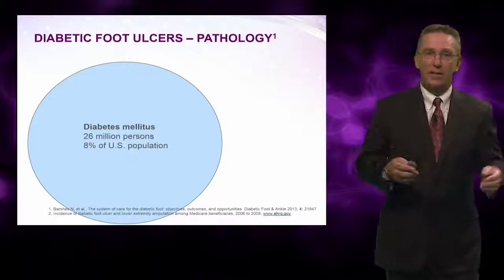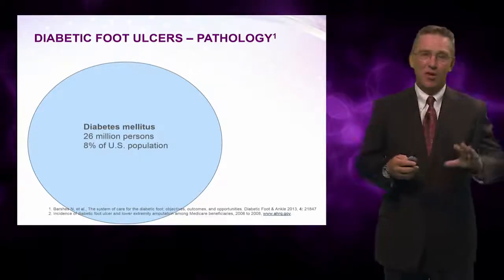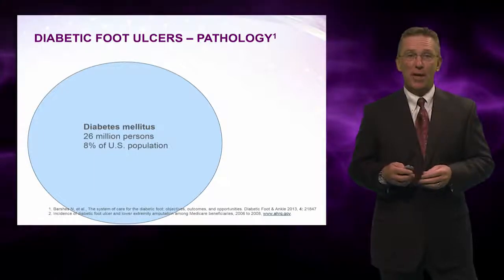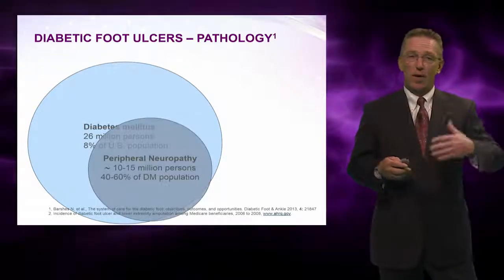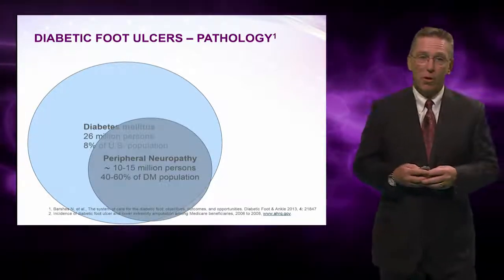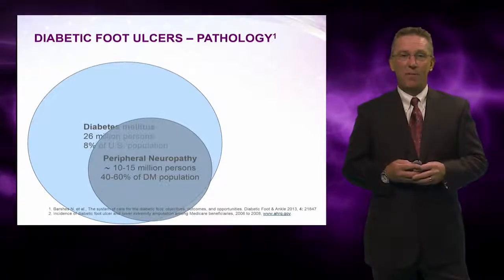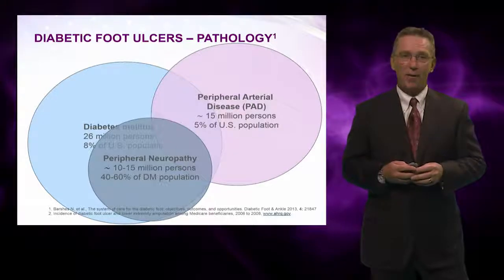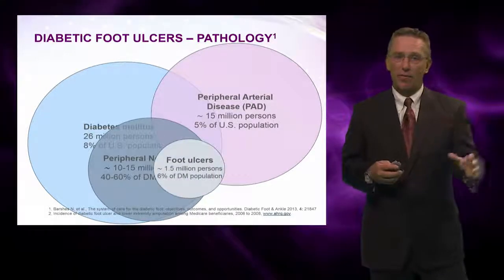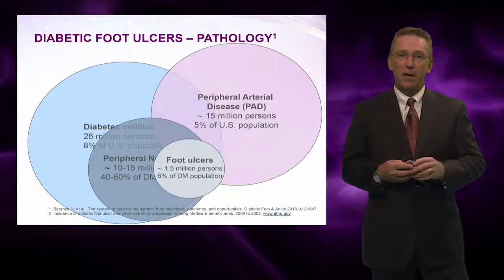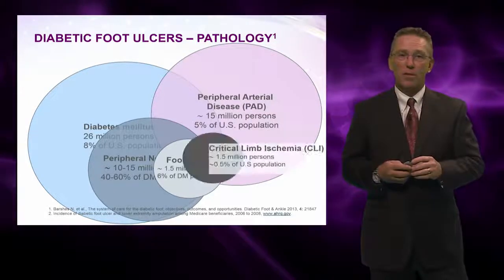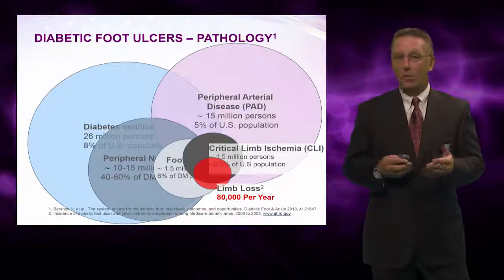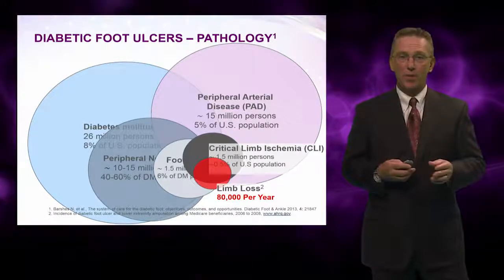Kind of a nice way to look at the demographics of diabetes is in this chart. We know that in the United States there's between 25 and 30 million patients with diabetes. You can layer on top of that the number of patients with peripheral neuropathy, and that's between 10 and 15 million patients, which almost automatically launches a patient into the high-risk category. You start to layer peripheral vascular diseases. You look at the number of foot ulcers that are present. You look at the patients with critical limb ischemia, and ultimately we lose about 80,000 limbs per year related to diabetic foot ulcerations.